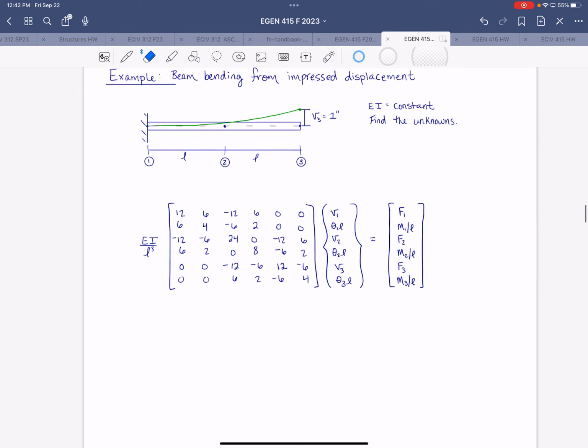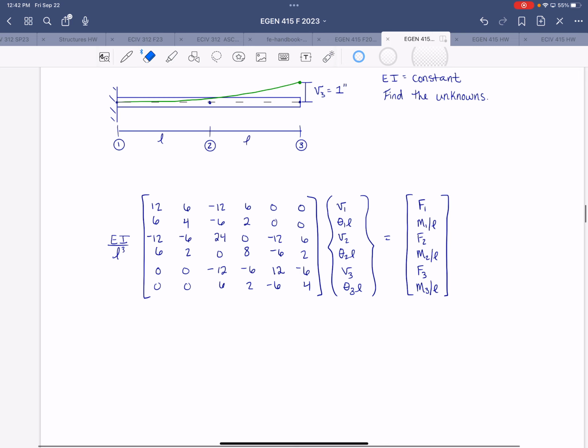So here we've got our starting point, right? The 6x6 overlaid matrix equation. I'm going to go ahead and impose boundary conditions. So V1 is 0, theta 1 is 0, and we know V3 is equal to 1. We don't know the rest of those displacements. Wherever we don't know a displacement, that means we know a force.